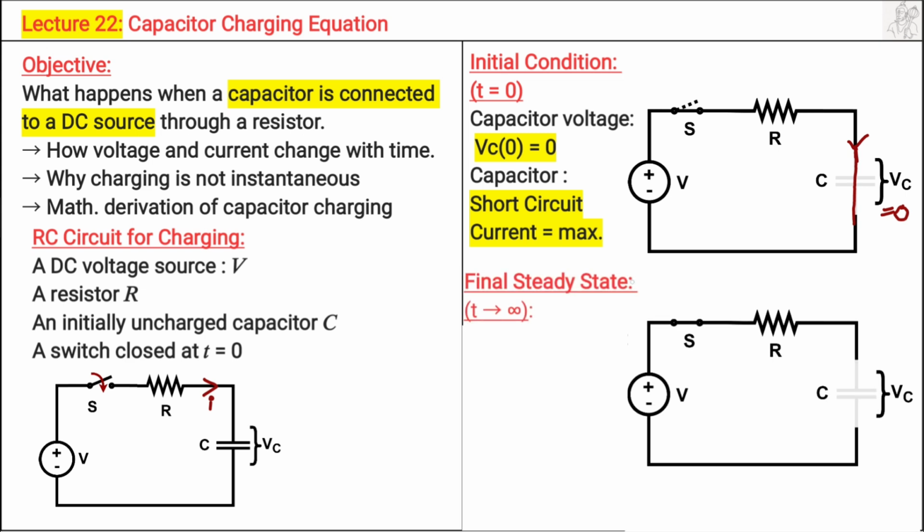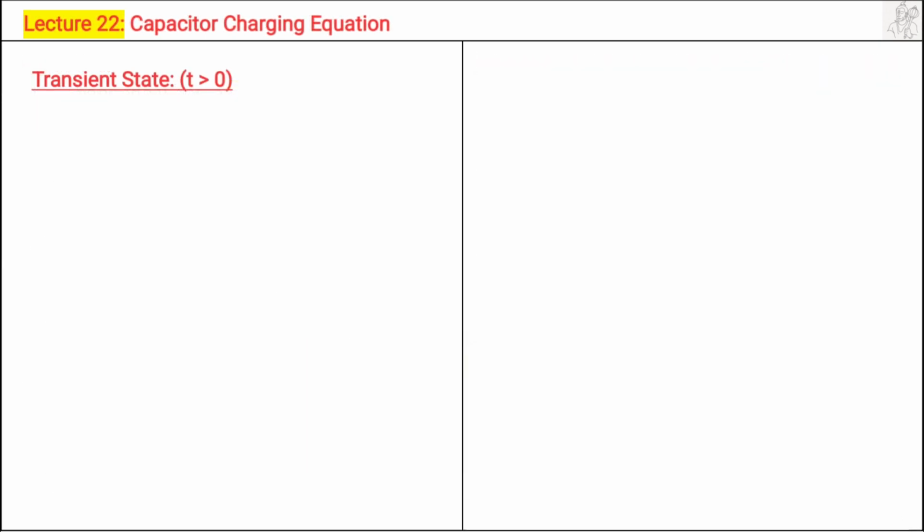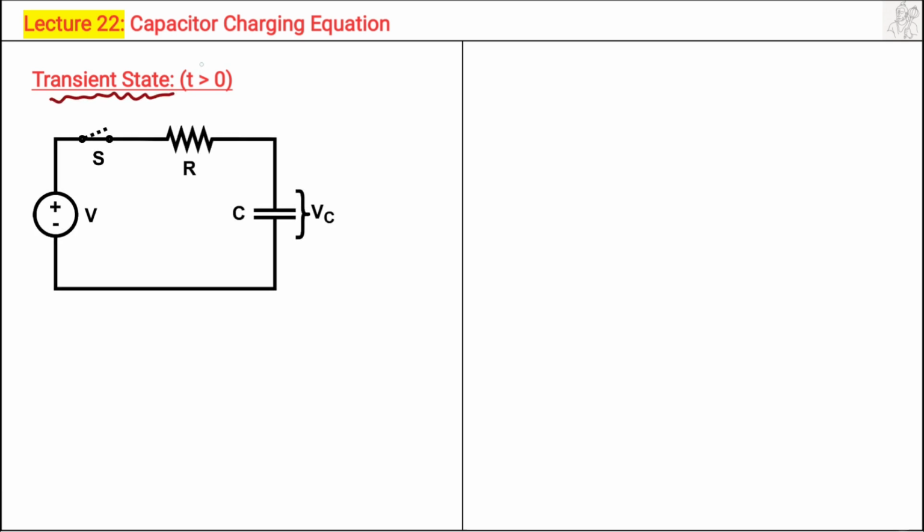Now let's move on to the final steady state. That means that this switch is now turned on for a very long time. The capacitor will gain the entire voltage equal to the source voltage, and the terminals of the capacitor will behave like an open circuit. Therefore, this Vc will be equal to the voltage V, which is the same as that of the input DC voltage. In between the initial and final condition is the transient state, which we are concerned with.